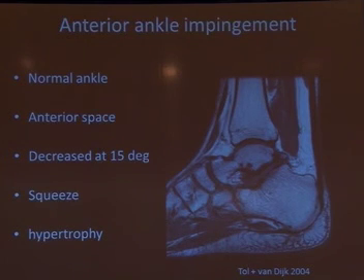If you dorsiflex the ankle to about 15 degrees, you find that there's a significant decrease in this space. And this causes a squeeze of these tissues, which can be picked up on an MR scan. And it is probably this area where you get the propensity for anterior impingement, particularly if there is significant hypertrophy of the synovial structures in front of the ankle.